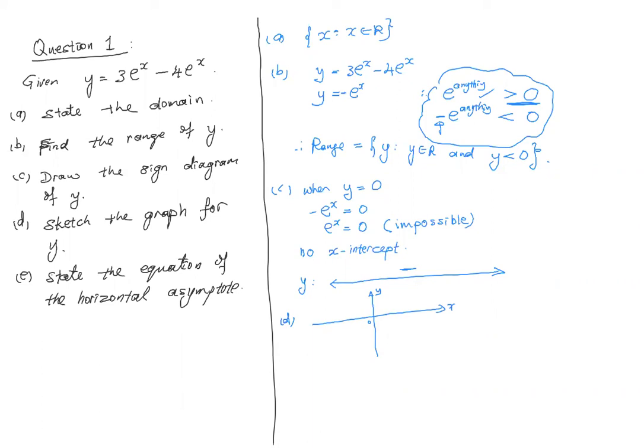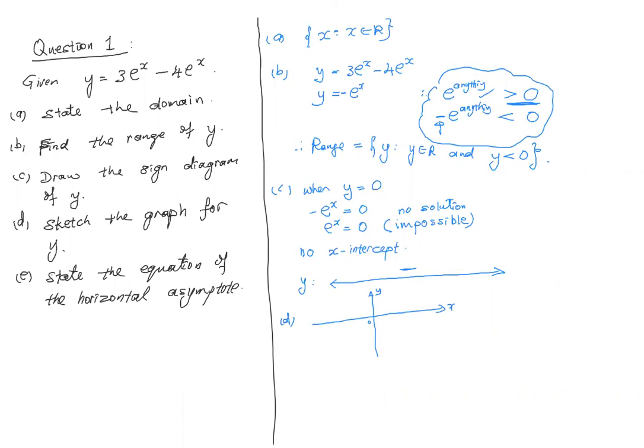You get me? Okay. So always, if I have e to the power x and I want to make it 0, I know it's impossible. I can't find a value of x that will satisfy that situation. That is called no solution. If you don't want to write impossible, you can also write no solution, if that will make you understand better. That's why no x-intercept.